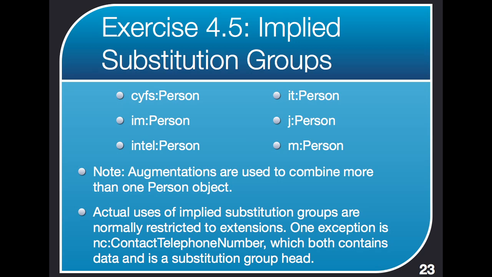You'll normally either see things like person, where they are domain-specific versions of existing NIEM core elements, or else you see them in extensions, and when we talk in Part 5 about extending the NIEM, we'll talk about that in detail. The only other exception I know of is contact telephone number, which can hold a contact telephone number or can be substituted with things like a contact fax number. So that's an oddball one. That's an implied substitution group that is not a domain-specific version of a NIEM core object. So that's implied substitution groups.